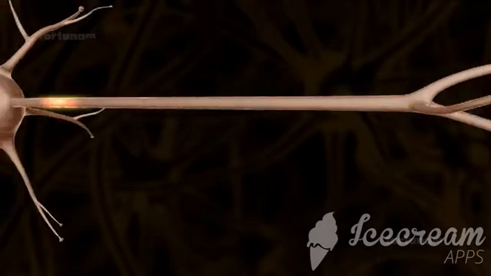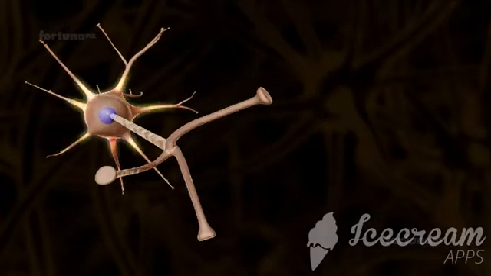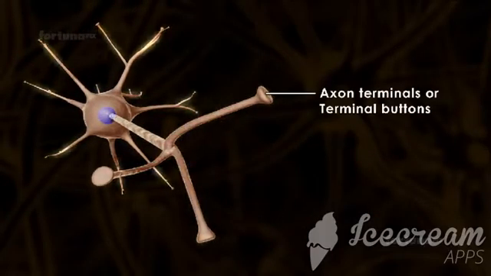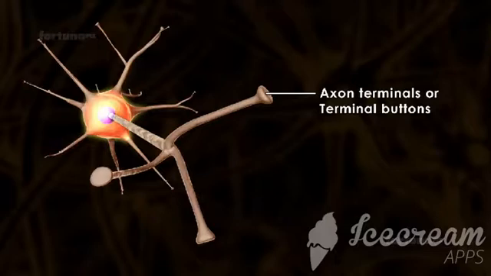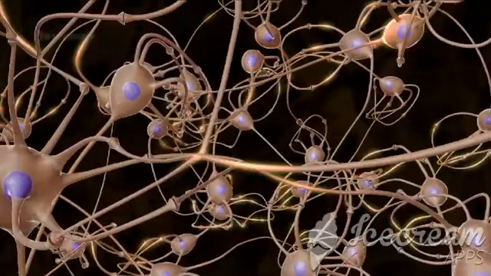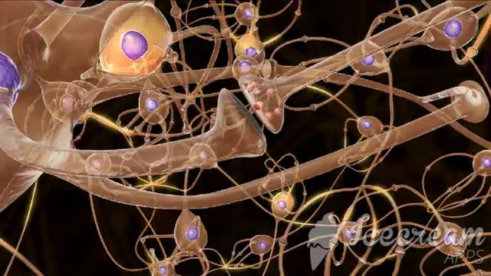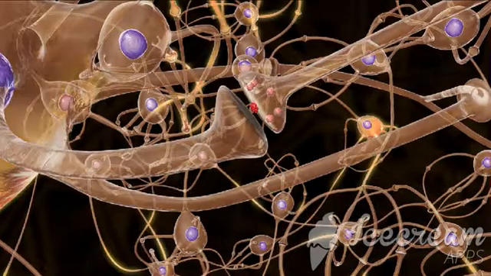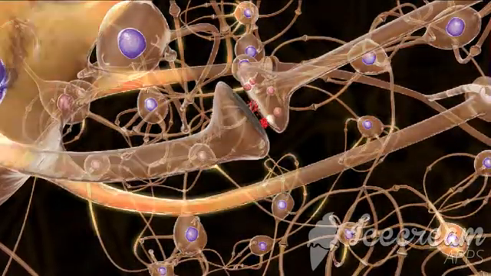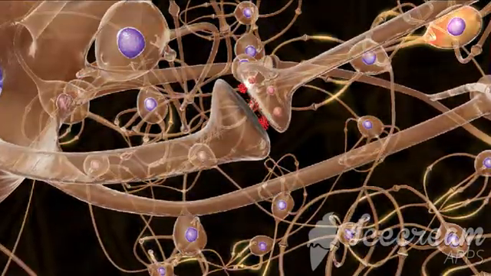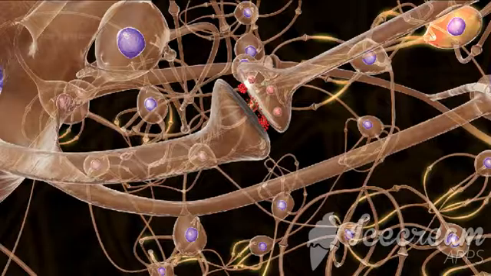Axons end in short branches with swollen tips known as axon terminals or terminal buttons. At the tip of the axon terminals are synaptic vesicles which help to transmit impulses between axon terminals and dendrites along a tiny gap known as the synapse.